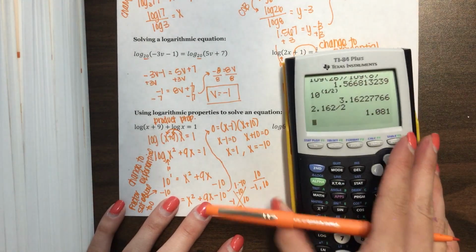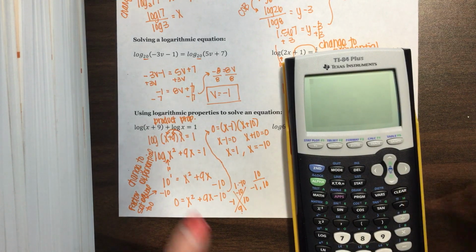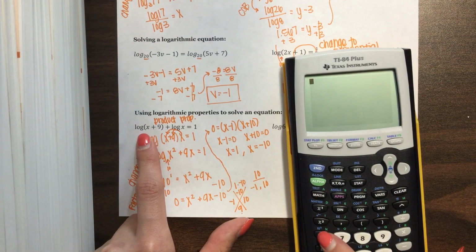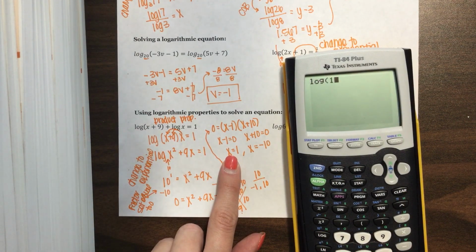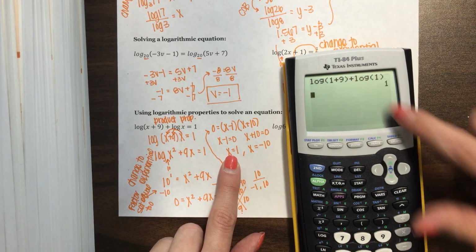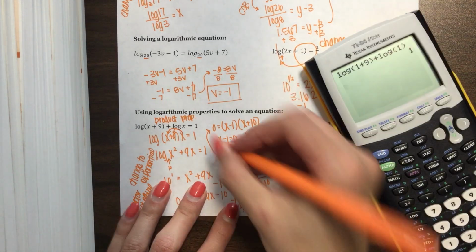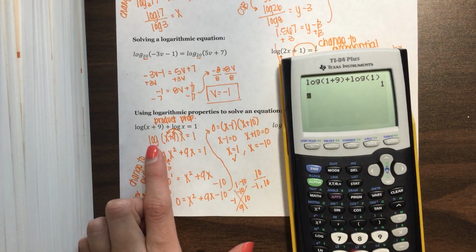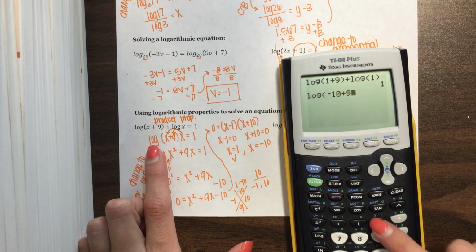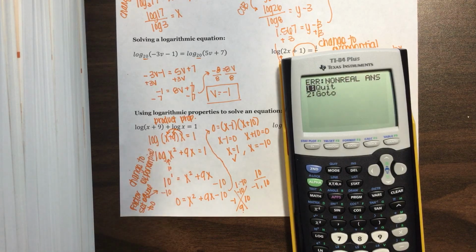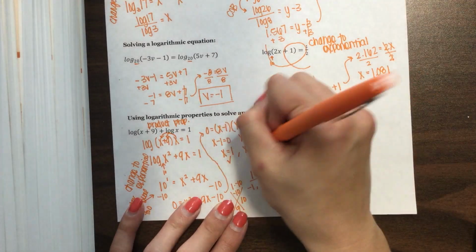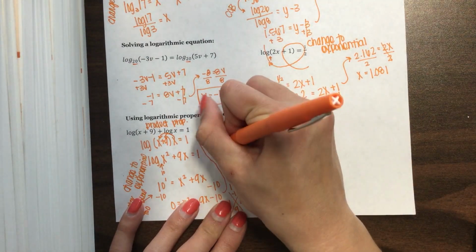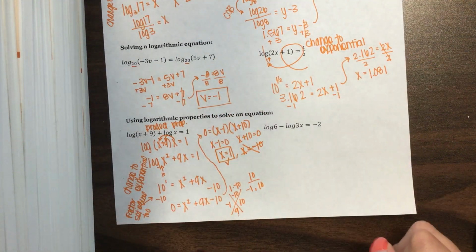But let's just double check these answers, okay? So let's plug this in. So if we have log and x equals 1, so that's going to be log of 1 plus 9 plus log of 1 equals 1. So that answer is good. So this answer checks out. We're good. Now let's try the negative 10. So I have log of negative 10 plus 9 plus log of negative 10. Not a real answer. That means this one does not work. So this is our only answer for that one.